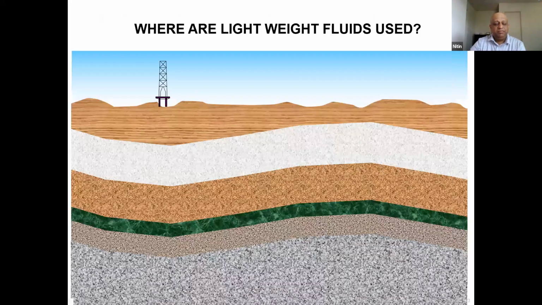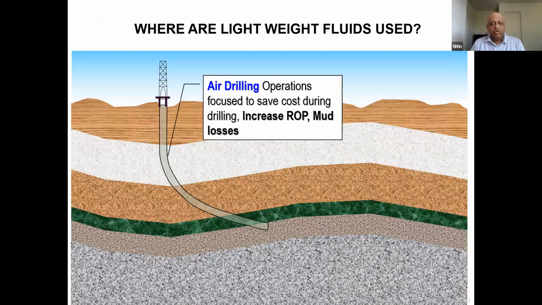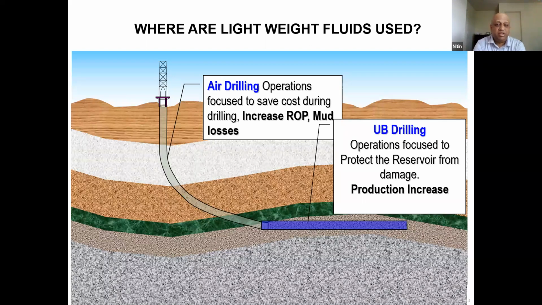This cartoon just shows in which areas you can use air drilling or lightweight fluid drilling. Basically, you can use it in surface and intermediate sections, but not reservoir sections. In reservoir sections, you have to use underbalanced drilling, and the focus is to prevent reservoir damage. For UBD, the focus is to prevent reservoir damage and increase productivity of a well. But for air drilling, the focus is on preventing mud losses and increasing the ROP.